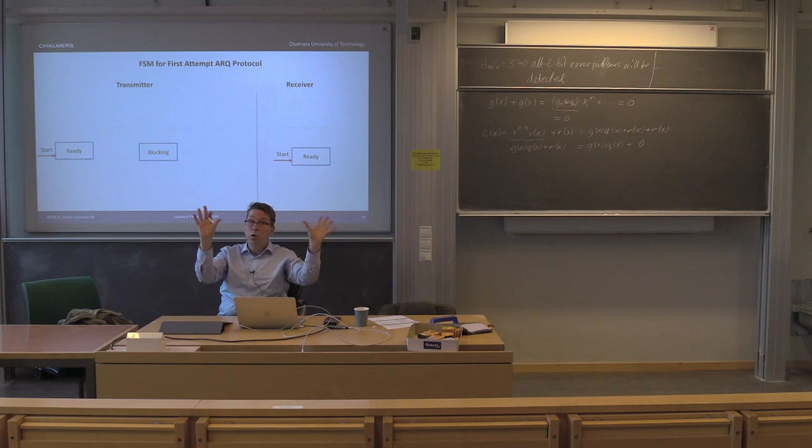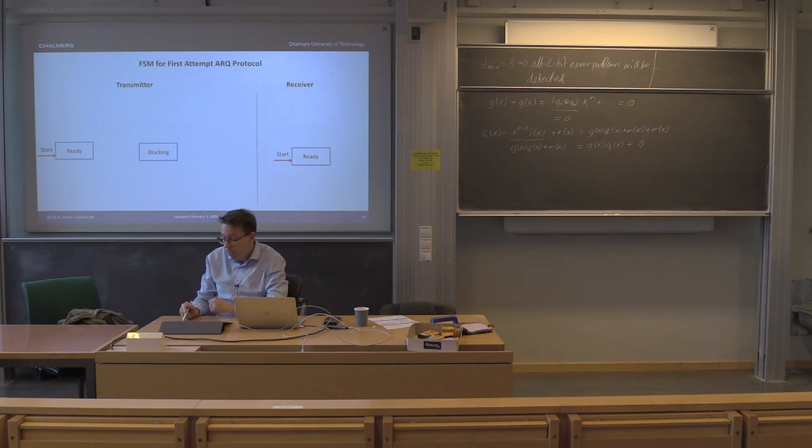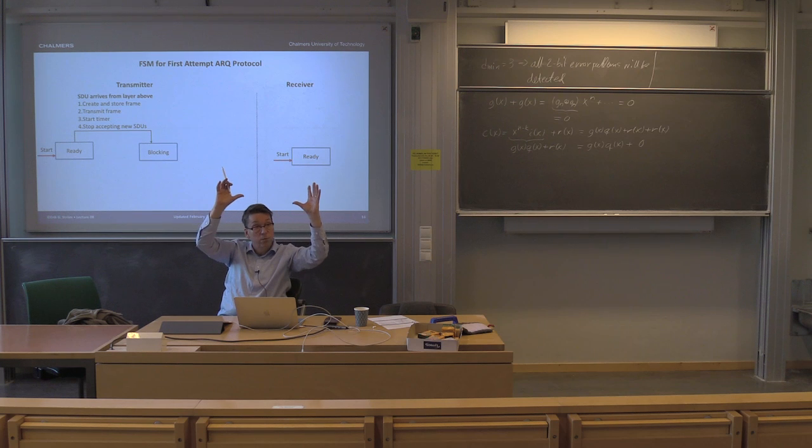Blocking means that I'm not willing to take any more from above. The receiver only has one state, and that's ready. So we start here. We initialize this. So both the transmitter and receiver are synchronized and put into the ready state. And then things start. So at the transmitter, we get a service data unit from the layer above. And I get some bytes from above.